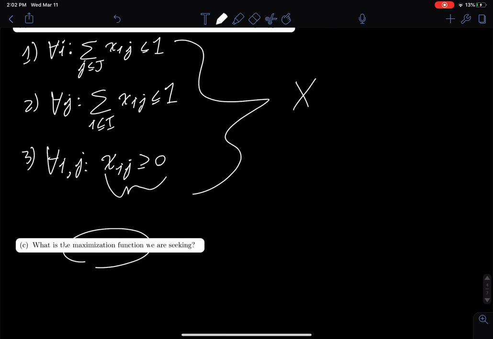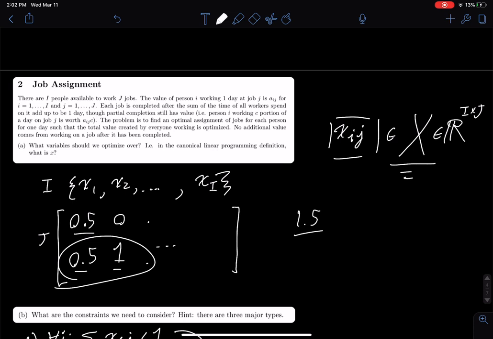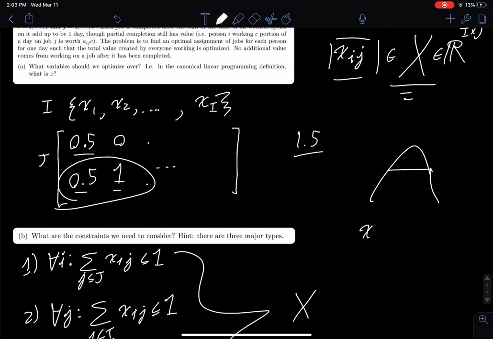Let's look back at the problem to determine exactly what that maximization function is. And namely, we see that there's another matrix we're considering, A. And the matrix A assigns a value to the work that each person does on each job. So the example that we're given is that if x sub ij equals c for some constant c, then the value contributed by that person's work is a sub ij times c. So A is really just a little scalar value that tells us how much it's worth for a given worker to work on a given job.